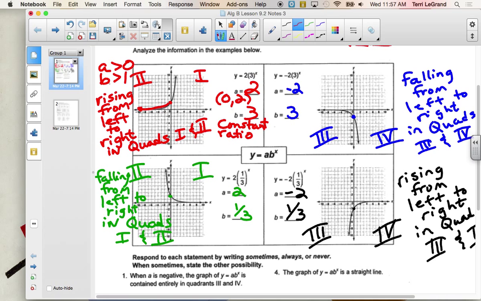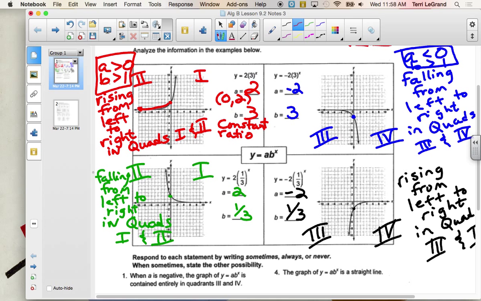So we're going to say we can count on this behavior when A is less than 0 and B is greater than 1. These are the stipulations for that one. This is what we need for these behaviors.